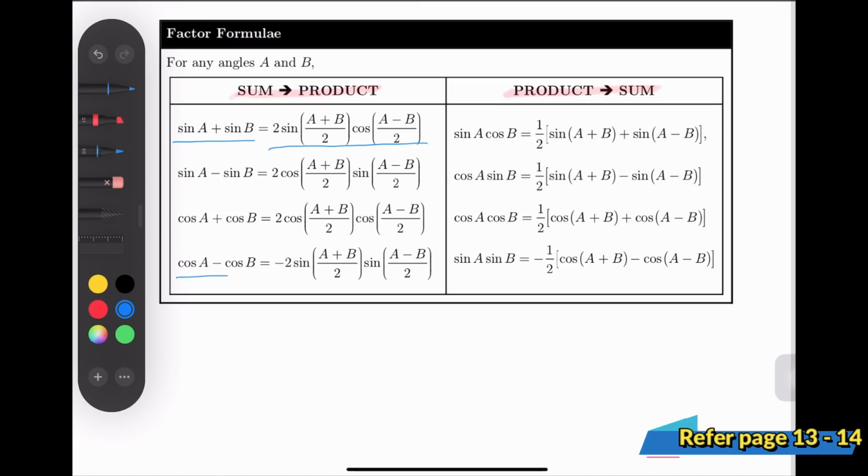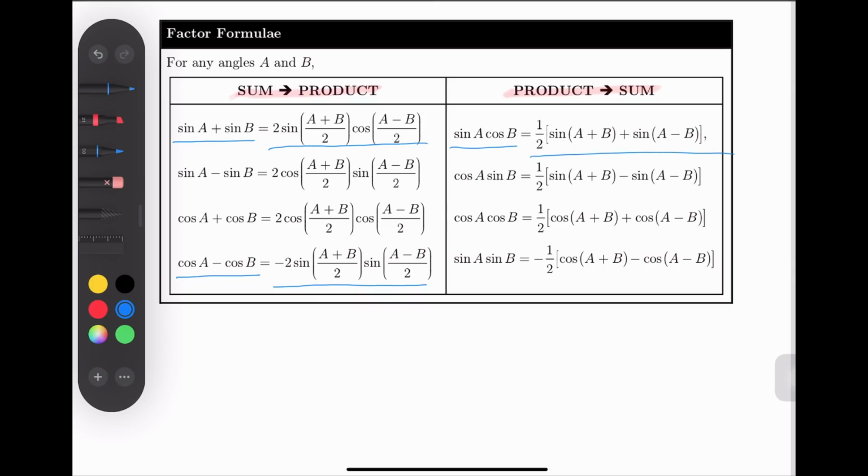If the question is asking for cos A minus cos B, it's going to be negative 2 sine (A plus B) over 2 sine (A minus B) over 2. For product to sum, for example, if you have sine A cos B, the formula is 1 over 2 [sine (A plus B) plus sine (A minus B)]. And for example, if we have cos A cos B, it's going to be 1 over 2 [cos (A plus B) plus cos (A minus B)].